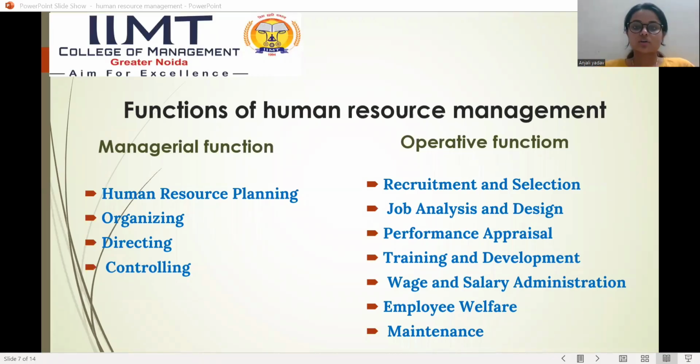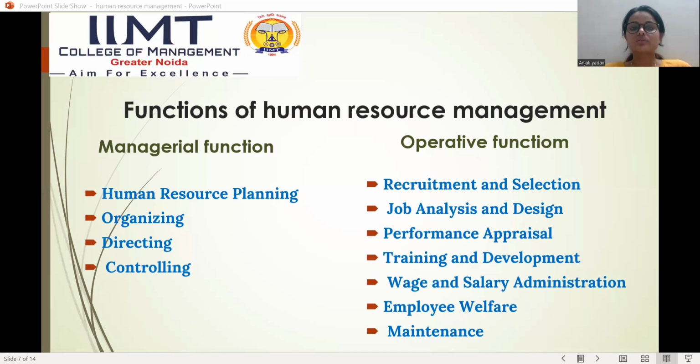Next, we have the functions of human resource management. The functions of human resource management are classified into two categories, that is managerial function and operative function. Managerial function includes human resource planning, organizing, directing, and controlling, while the operative function includes recruitment and selection, job analysis and design, performance appraisal, training and development, wages and salary administration, employee welfare, and maintenance.